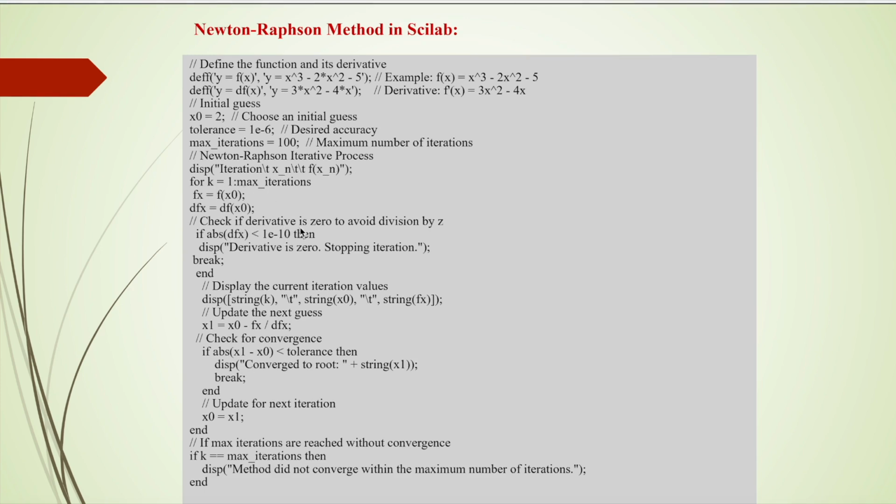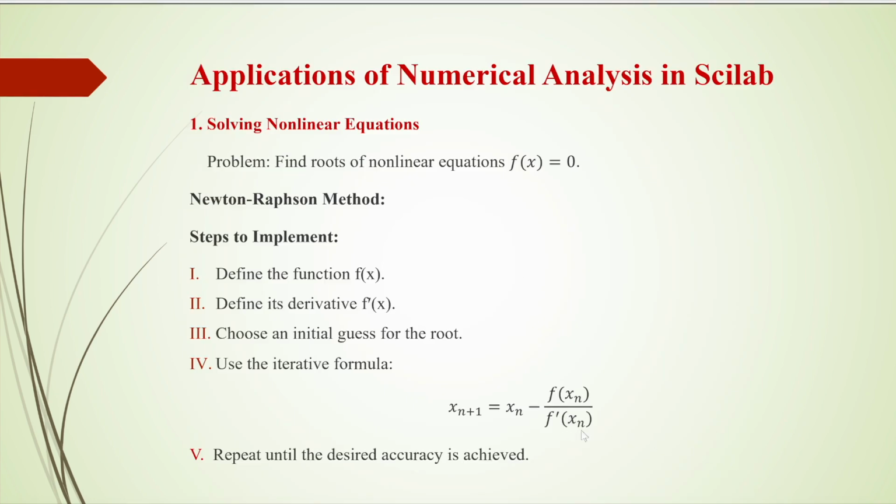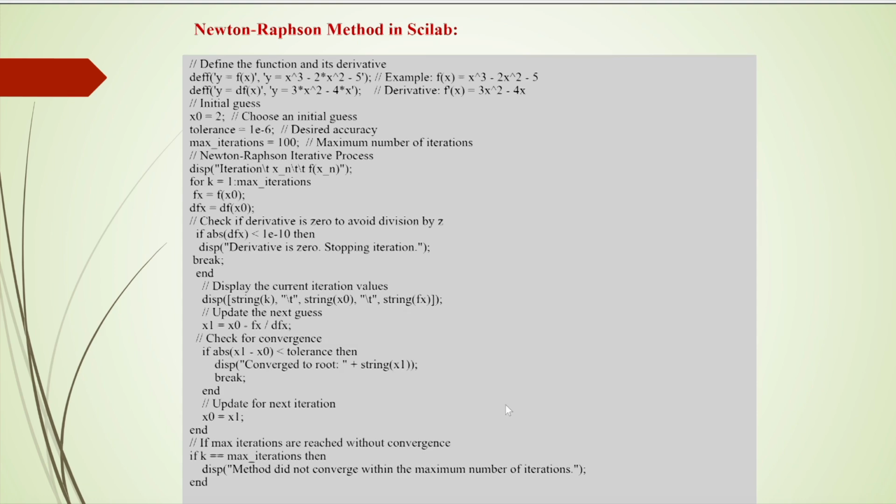If the derivative of the function is 0, then we have to avoid it, so we have implemented this. If this is 0, then we cannot use this formula, and it shows that the derivative is 0, stopping iteration. And if it is not 0, then use this formula, x1 equals x0 minus f(x) divided by f'(x), and repeat this until the desired accuracy is achieved. This part is checking for convergence, and finally we get the answer.